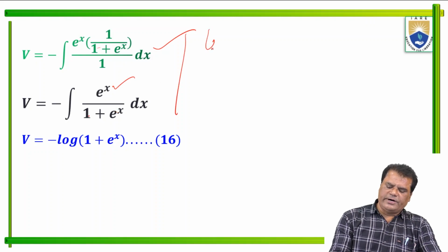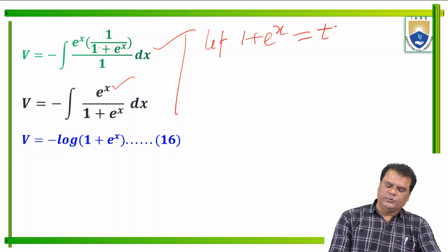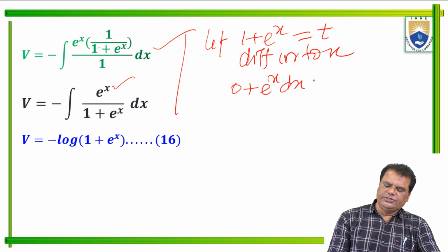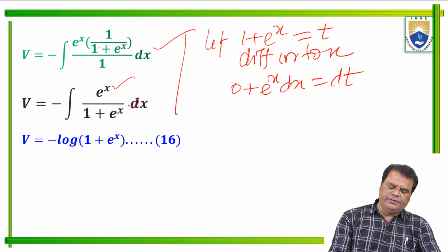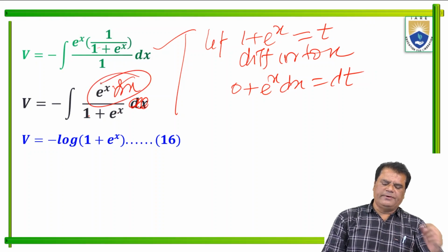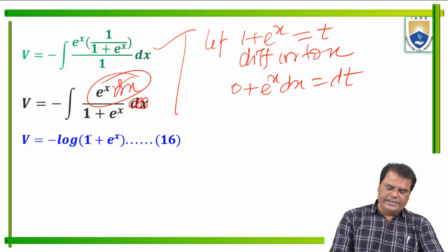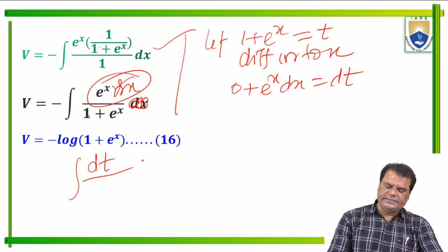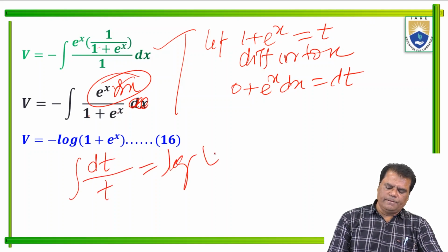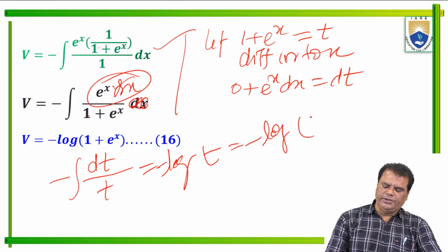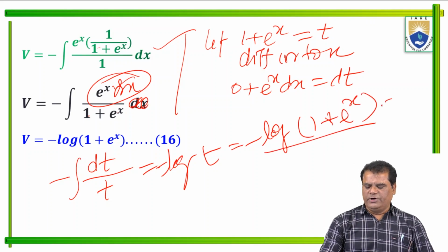So for solving this, let 1 plus e to the power x equal to t. Differentiating with respect to x, the derivative of 1 is 0, plus e to the power x dx is equal to dt. So e to the power x dx is dt. So we can write dt upon 1 plus e to the power x, which is t. So this is log t, with the minus sign, so minus log t. Minus log t, where t is 1 plus e to the power x. This is the solution. This is the value of v.